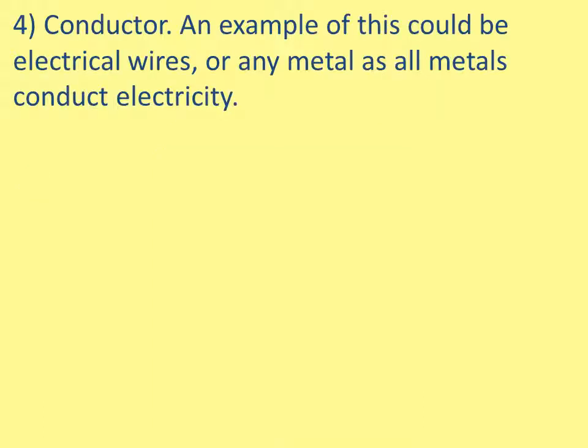Question 4. A material that allows electricity to flow through it is a conductor. An example of this would be electrical wires or any metal. All metals conduct electricity, and that's because they all have that sea of free electrons.